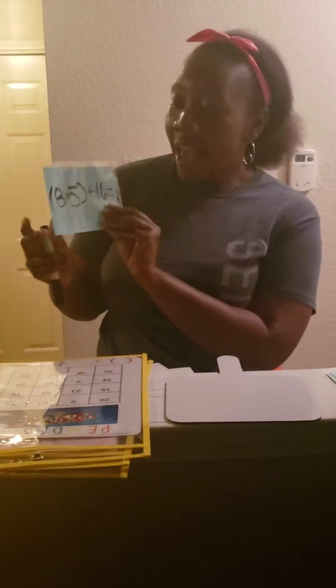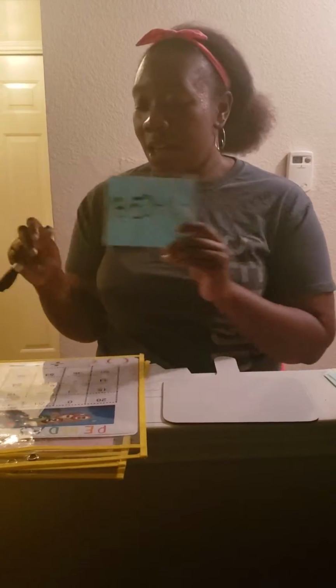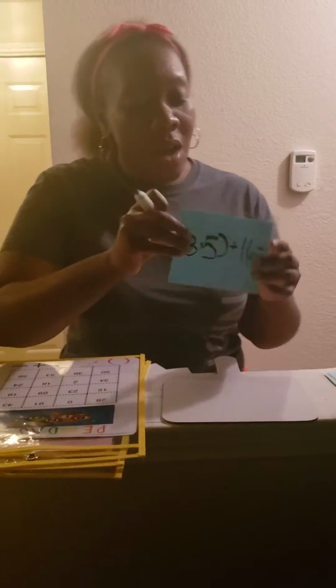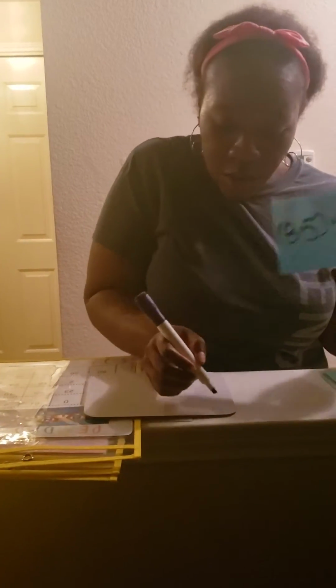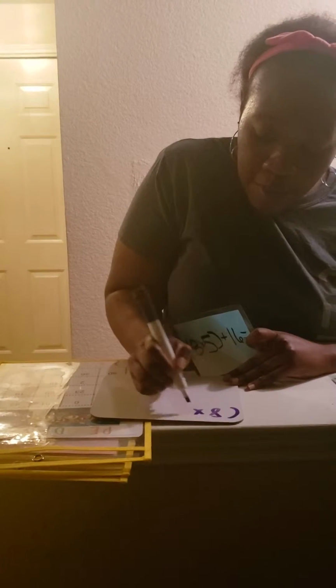parentheses 8 times 5, close parentheses, plus 16 equals, then the player is going to write down what's on the card. They will be able to see what's on the card. So we have parentheses 8 times 5, close parentheses, plus 16 equals, which is what we're trying to figure out.